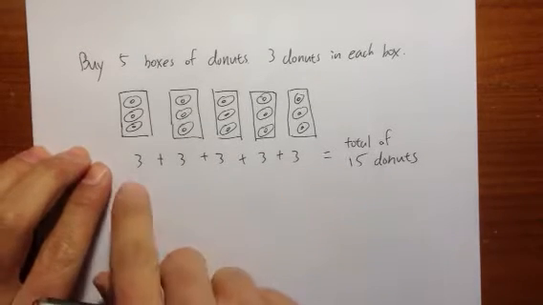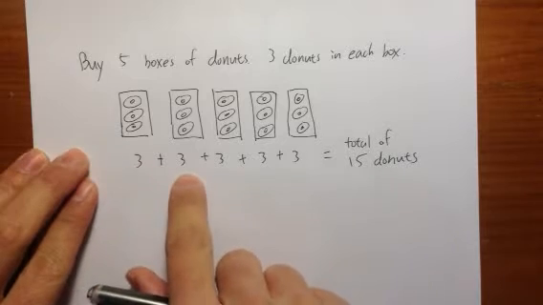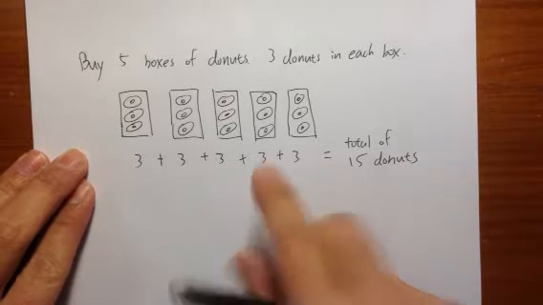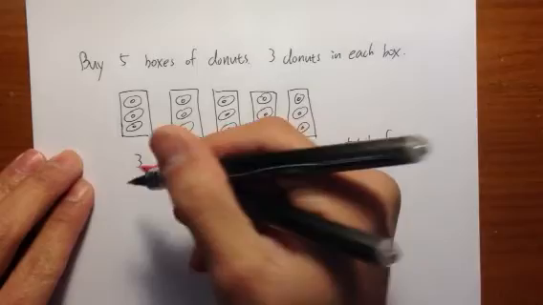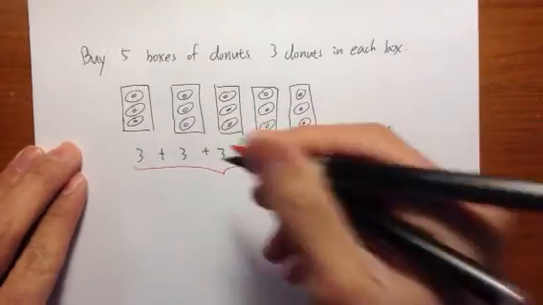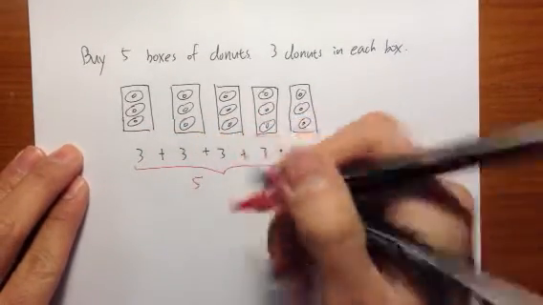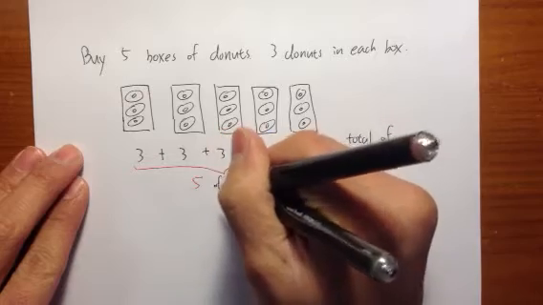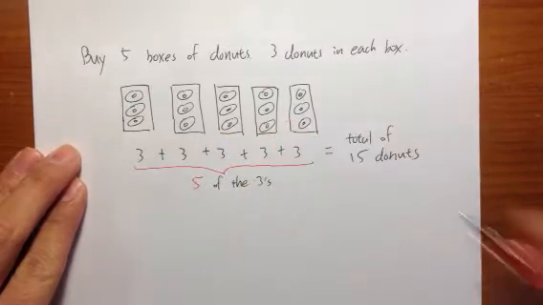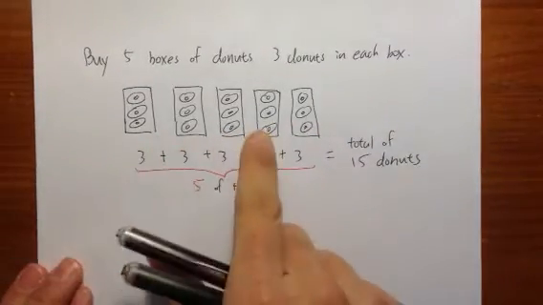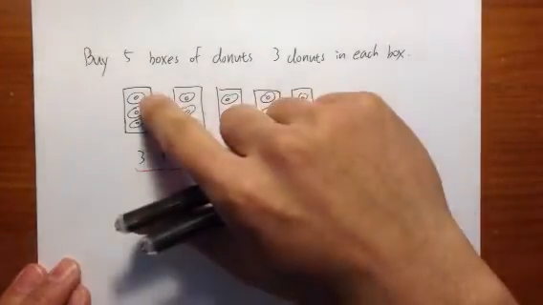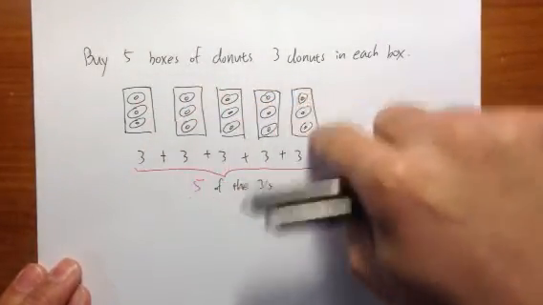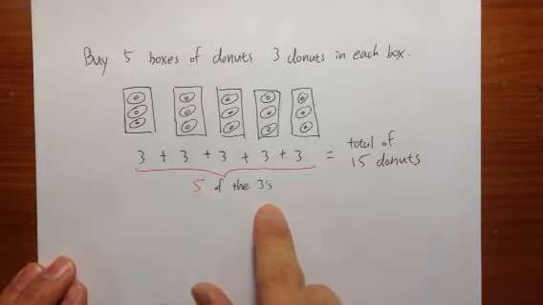So as you can see, in this case, we just keep adding the 3 five times altogether. So let me make a note right here. We have 5 of these 3s. 5 boxes of donuts, and in each box there are 3 donuts inside. 5 of the 3 donuts.